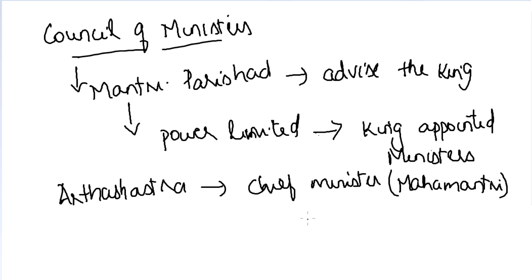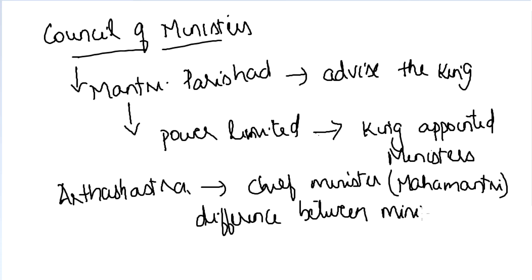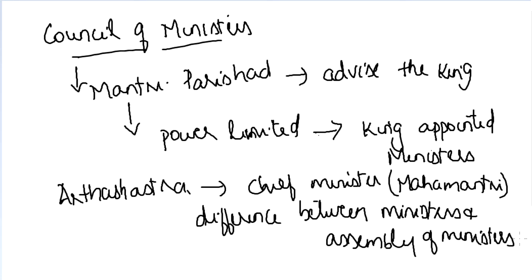Mahamantri, and also distinguishes between ministers and assembly of ministers. So in the Arthashastra, we can see about the chief minister, that is Mahamantri, and we can also see the difference between ministers and assembly of ministers. That difference is explained in the Arthashastra written by Kautilya.